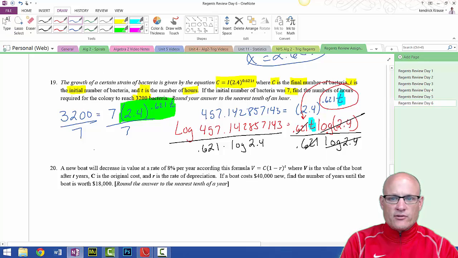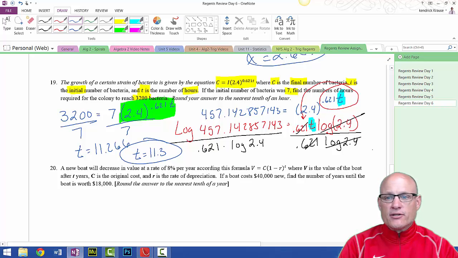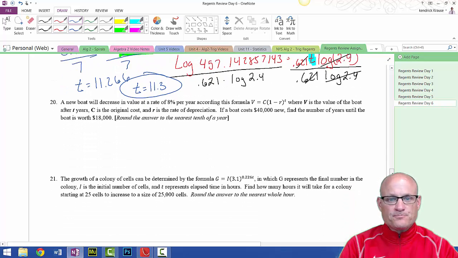So my answer is T equals 11.266, rounded to the nearest tenth of an hour. So T equals 11.3 hours. Done. Let's do another two more.